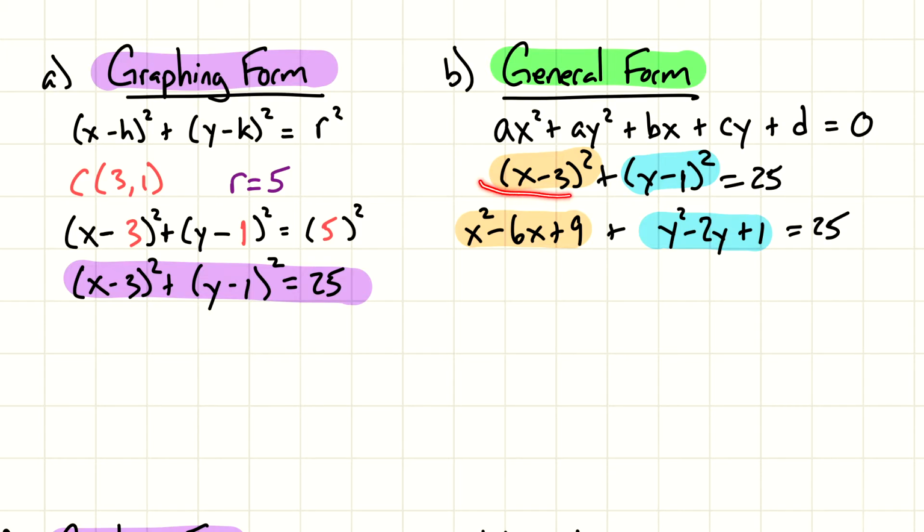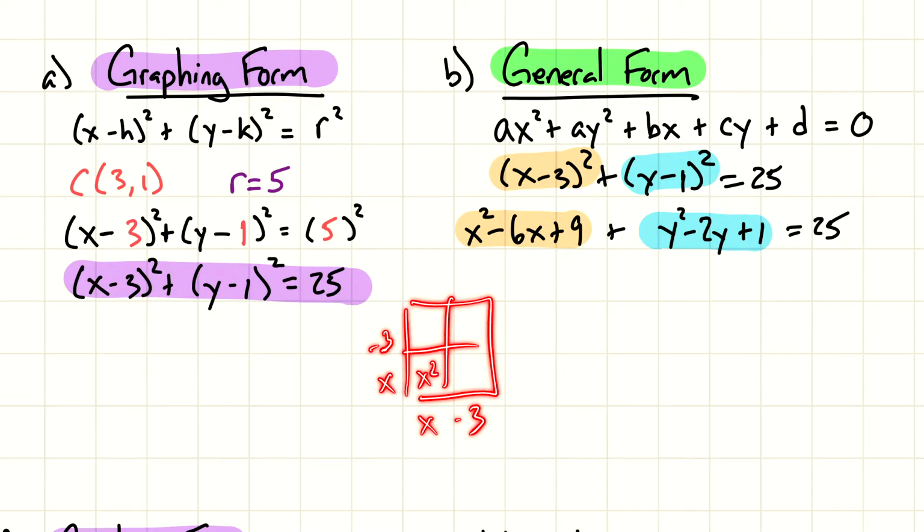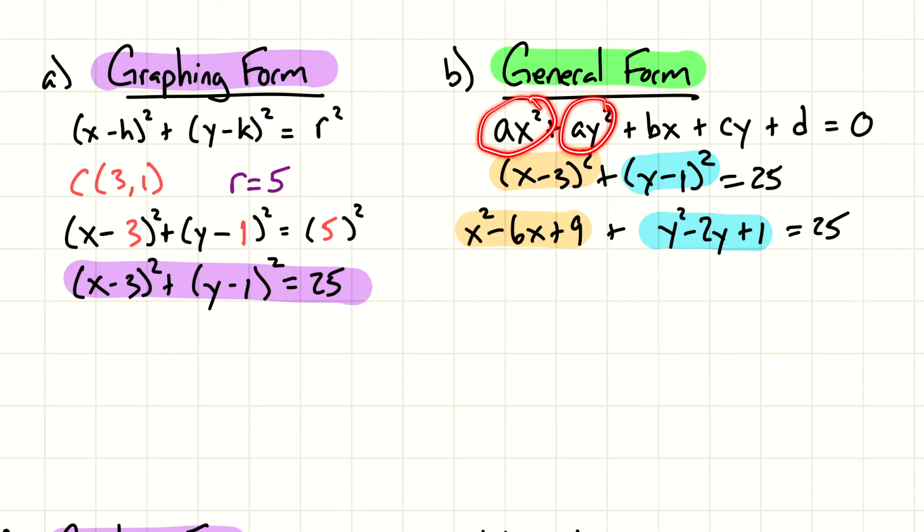If you don't remember how to multiply that out, you might want to use the box method. We've done that before. X minus 3, x squared plus 9 minus 3x, etc. Alright, so moving forward, it's a lot closer to the general form, except you'll notice we have the x squares and y squares together, then the x, then the y, and then any remaining numbers.